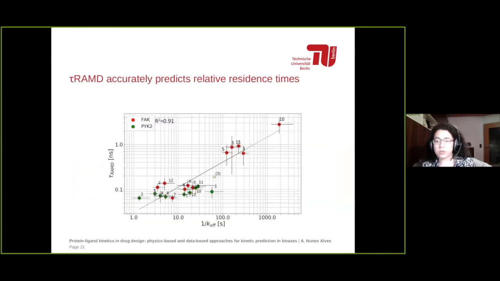Now, moving to the results. The first thing we did for this work was to characterize the experimental kinetic rates and also the computational kinetic rates using tau-RAMD. Here in red, we have the ligands for FAK, and in green, the inhibitors for PYK2. Here we have a coefficient of determination of 0.91, meaning that tau-RAMD can accurately predict relative residence times. And here we can already see that there are ligands like 10, 1, 11 that have very long residence times for FAK only, but not for PYK2. That's what we're going to investigate now. What's going on? What is special about these ligands?